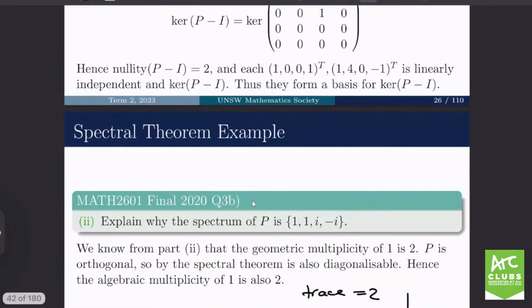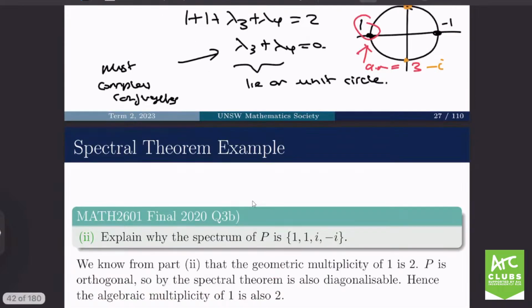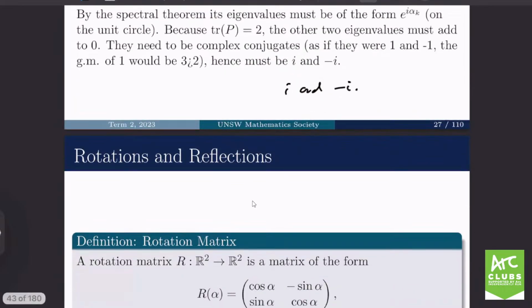And so the question is, what complex conjugates add to 0, lie on the unit circle, and aren't 1 and negative 1? The only options in that case are i and negative i. Any other complex conjugates would lie here and here and wouldn't add to 0. So this leaves only i and negative i as the other eigenvalues. Hence, our spectrum is 1, 1, i, negative i. Okay?